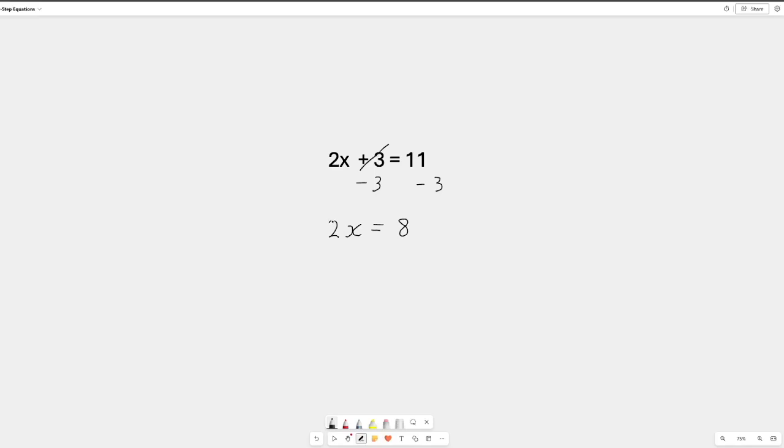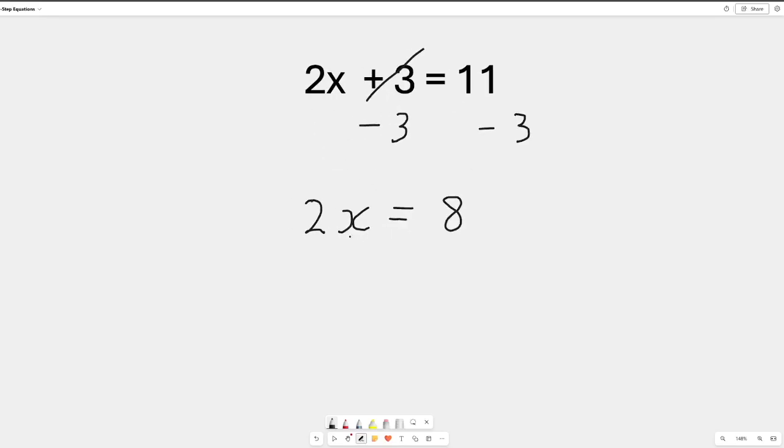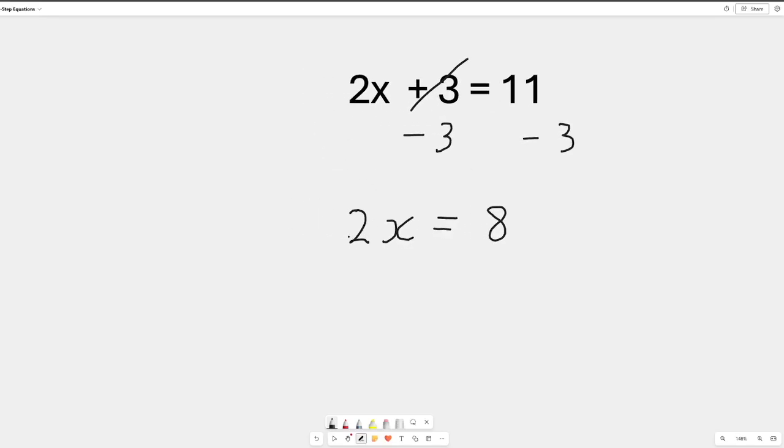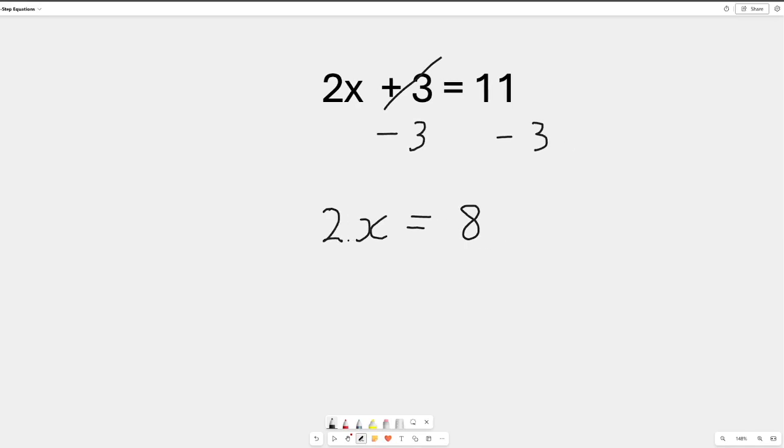So we got rid of the number not attached to the variable. So now we're going to work with the number attached to the variable. In this case, it's going to be 2. So let's get rid of the 2. And what do we do? So 2x, all right, what operation is that? When a number is right next to a variable, what operation is that? If you guessed multiplication, that's correct. Now, what is the opposite of multiplication? Well, it's division.